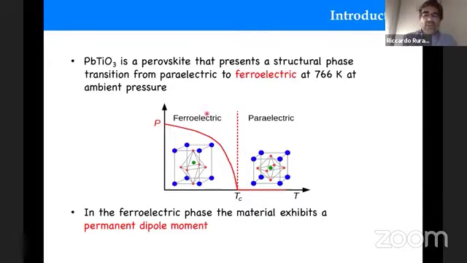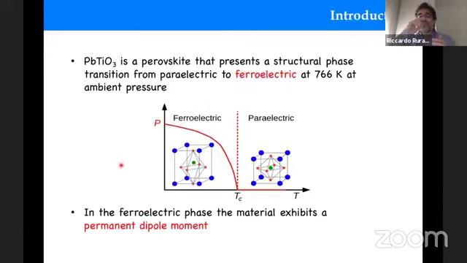This is a prototypical case of a perovskite ferroelectric. This is lead titanate, the material that we will be discussing throughout the rest of the talk. You see that it has a unit cell which is almost a cube. You have lead atoms at the corners, oxygen atoms at the center of the faces, and in the middle the titanium. If you look closely, you will see that titanium is not exactly at the center of the cell, and it has a displacement upward in this case.